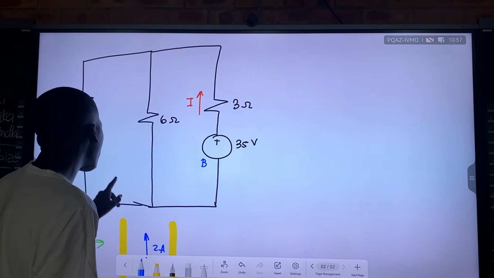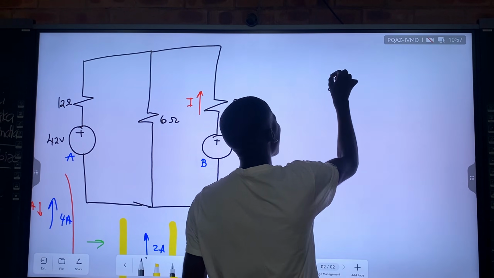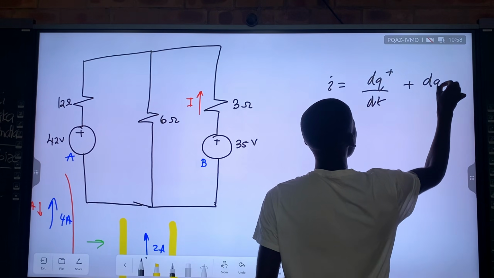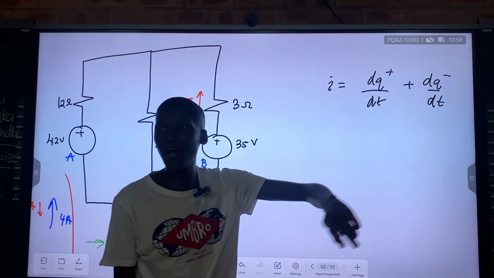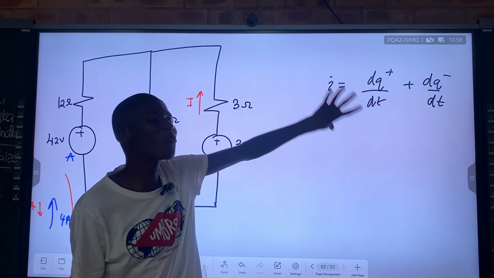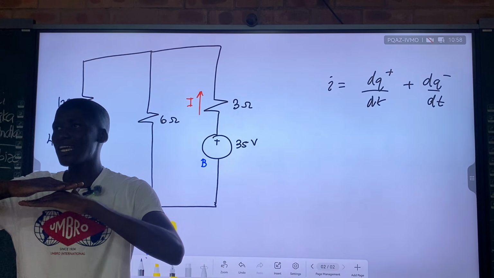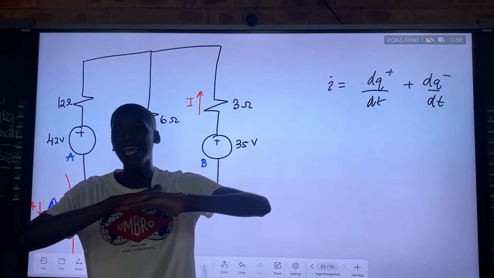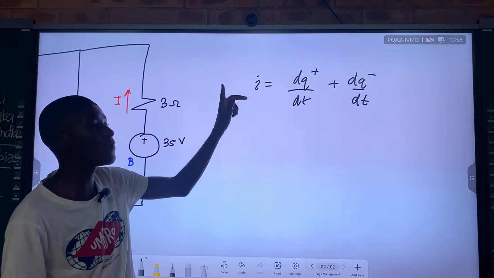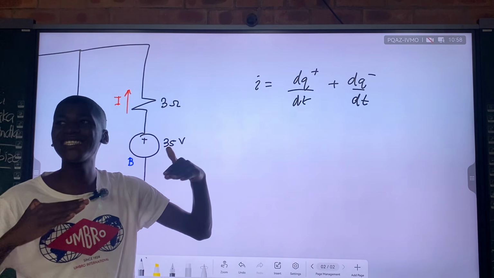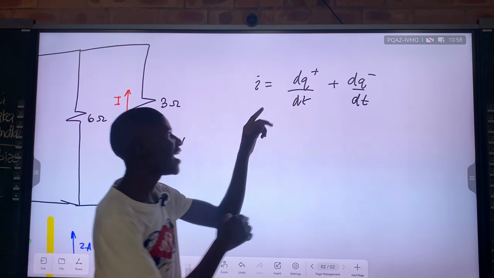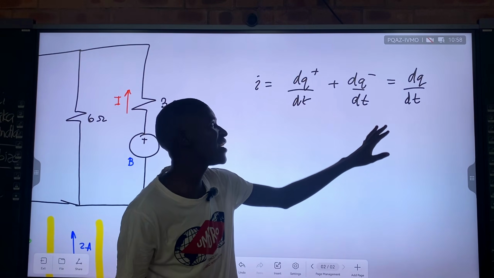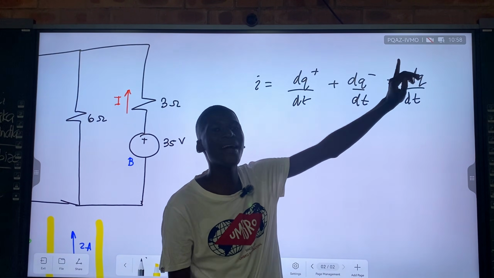So in other words, that's why when we're defining a physical quantity, we say that current is equal to dq plus over dt plus dq minus over dt. This definition, what did it mean? I explained it to say we have current that is flowing in two directions. We have current flowing from our positive charges, and current flowing from our negative charges. But the net current is what we call the current. So we're saying current, but it is the net current that we are going to have. And the net current is going to be equal to dq dt without indicating whether it is the positive charge flowing or the negative charge flowing.